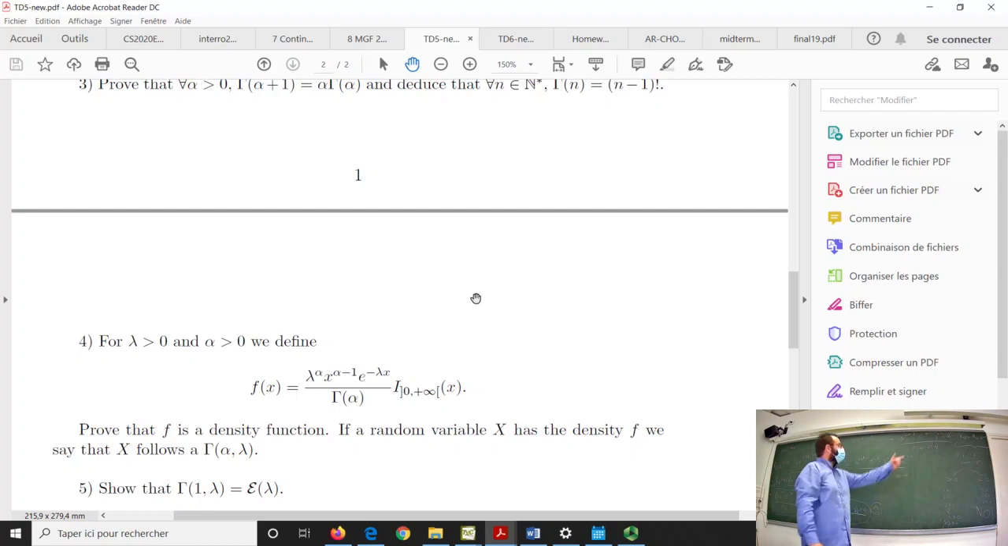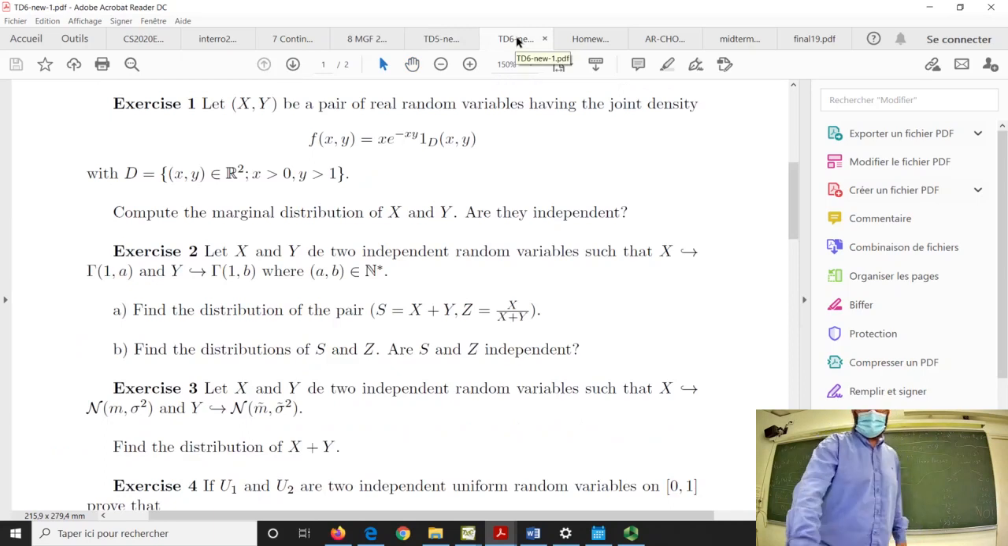And I can write this product of indicator functions simply using this. It's the indicator function that S is strictly positive, indicator function that Z is between 0 and 1. And you have here a nice way to express the joint density. Okay? And I said that in fact, the exercise is now finished. A priori, no, because I have some question to answer. Okay, so I have the distribution of the pair, that is the answer to question A.